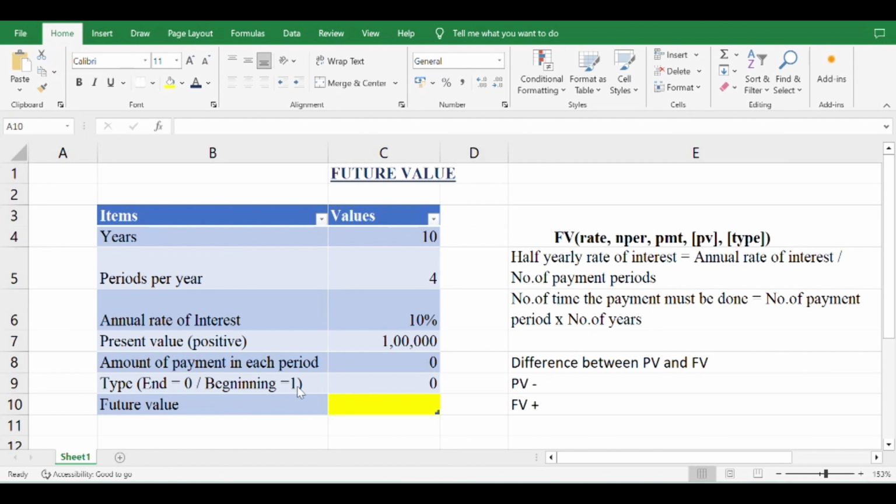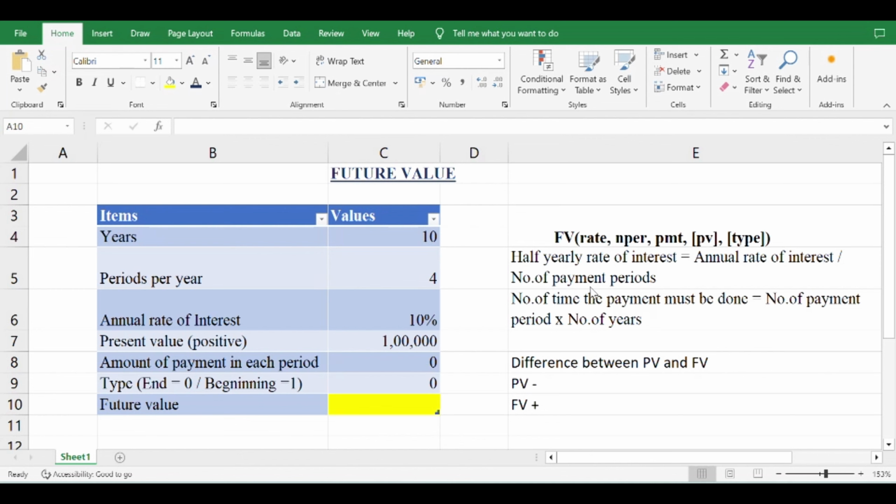Type here basically means when you'll be getting your interest or the benefit from your investment. 0 means you'll get it at the end of the period, and if you're getting it at the beginning of the period, it is 1. So here I'll be getting it at the end of the period, so I've mentioned 0.